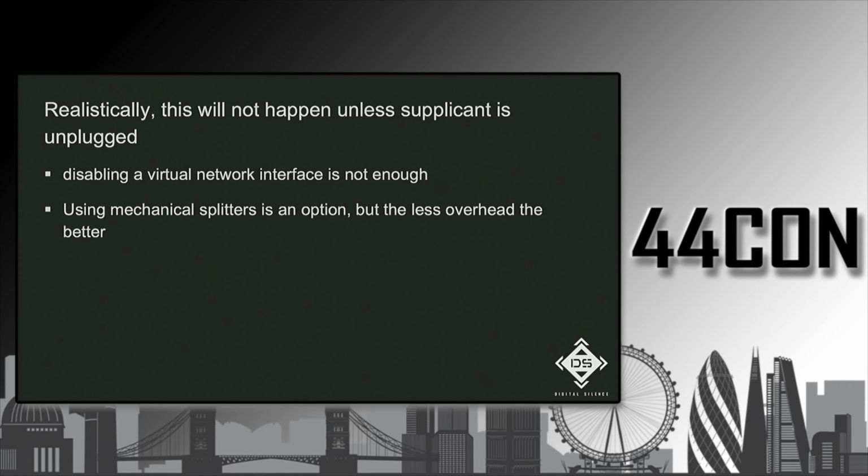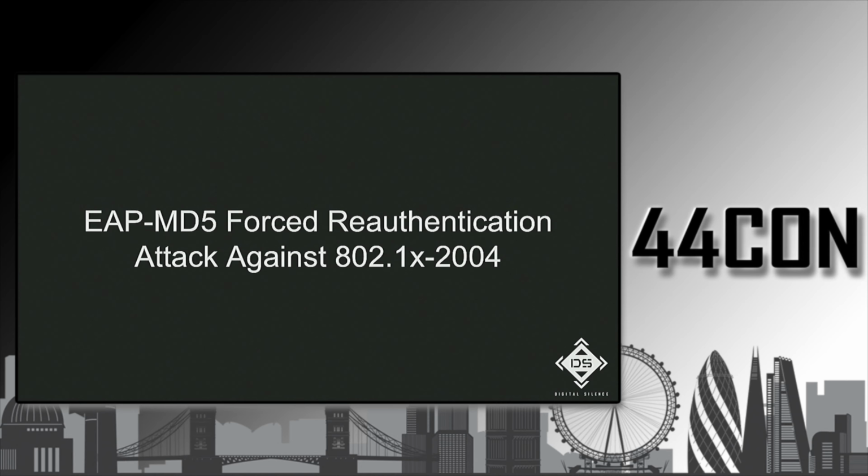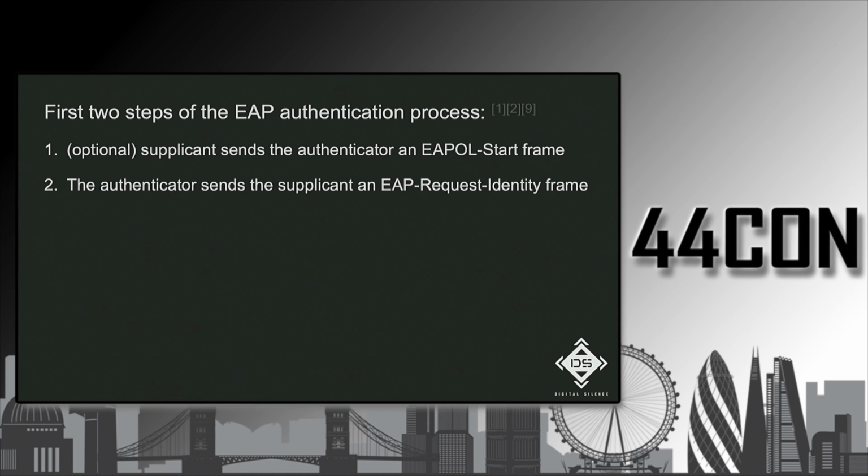But the less overhead, the better. So the alternative is to actually use something that I've dubbed the forced re-authentication attack. We talked about earlier, the first two steps of the EAP authentication process are as follows. The supplicant's going to send the authenticator an EAPOL-Start frame, and then the authenticator is going to respond to that with an EAP request identity frame. And we talked about how that's optional. And the fact that the first step is optional has security implications, right? Presumably the reason why it's optional is that the authenticator needs a way of getting the supplicant to re-authenticate.